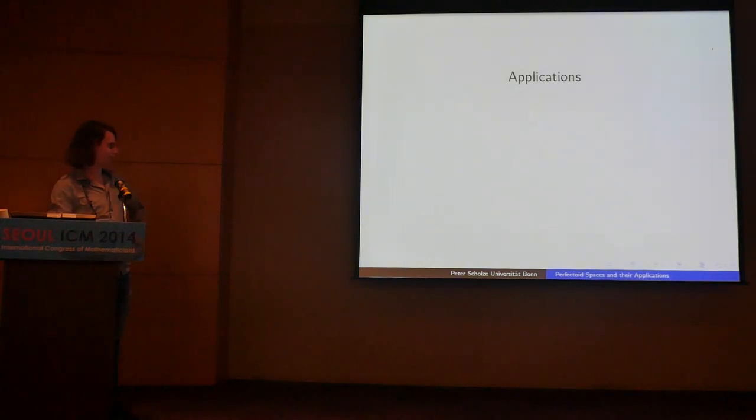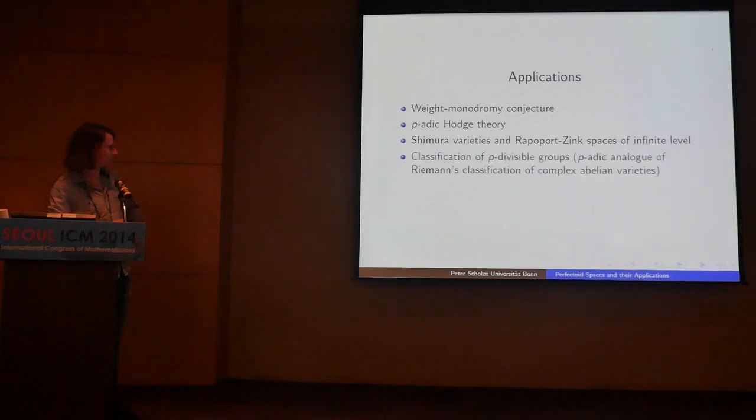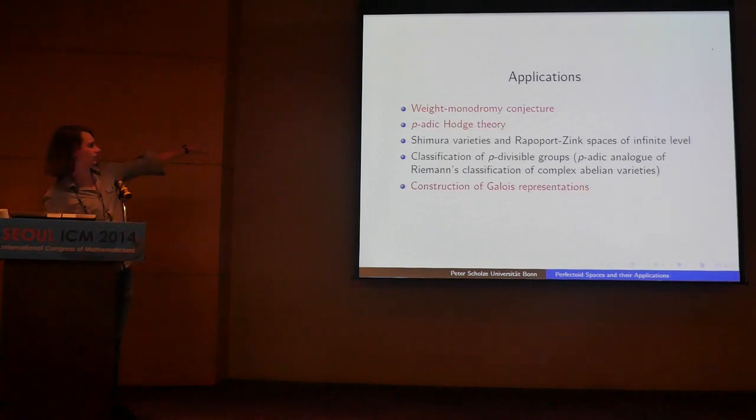So let me now mention some applications. There are by now a couple of applications. The original application was to some cases of the weight monodromy conjecture. And then there were some applications to p-adic Hodge theory, and a bunch of other stuff. I would like to mention the classification of p-divisible groups, which I won't go into, but which gives a very nice p-adic analog of Riemann's classification of complex abelian varieties. These p-divisible groups are again classified by their first singular homology together with the Hodge filtration, and the construction of Galois representations. And I want to concentrate today on the weight monodromy conjecture, p-adic Hodge theory, and the construction of Galois representations.